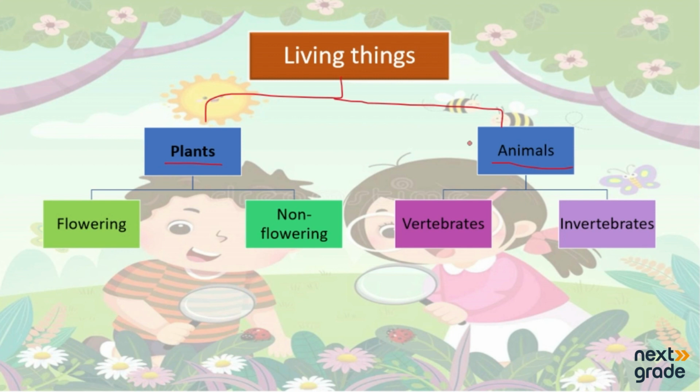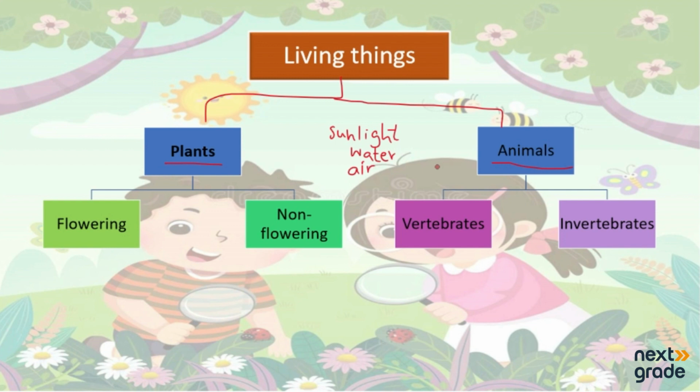Both plants and animals need sunlight and water and air. ठीक है. तो दोनों को क्या क्या चाहिए होता है? Sunlight. We both need water and they both need air. This is what is common between the plants and the animals.